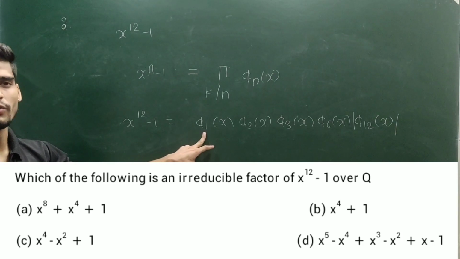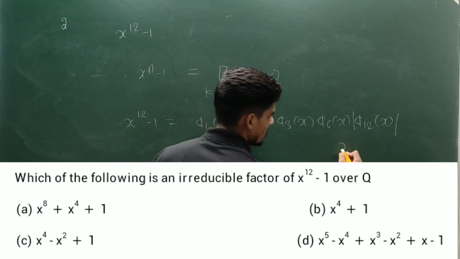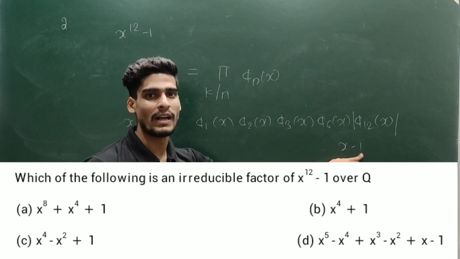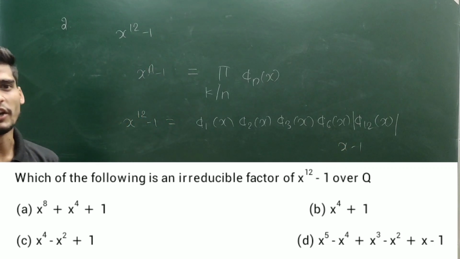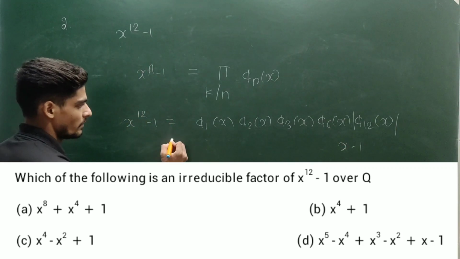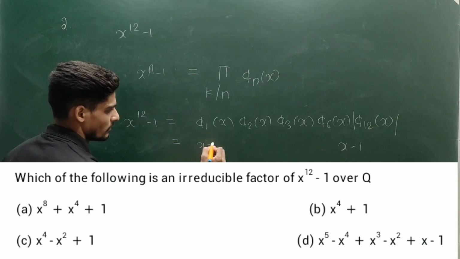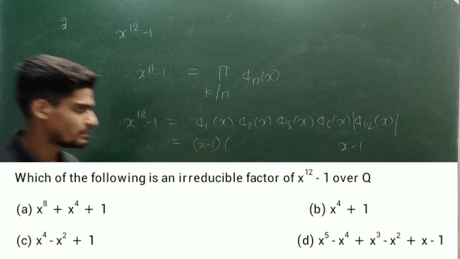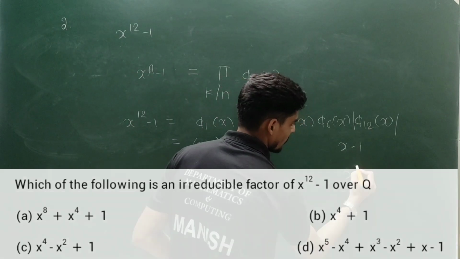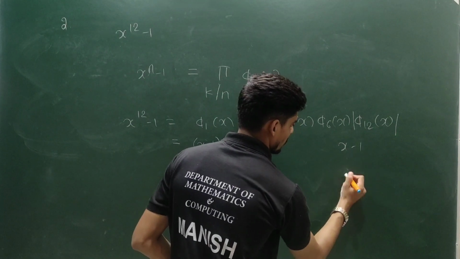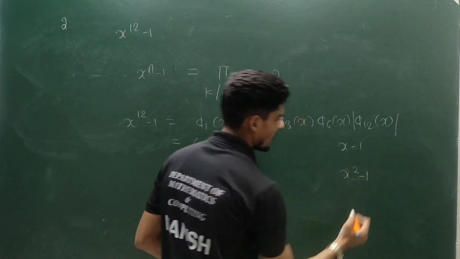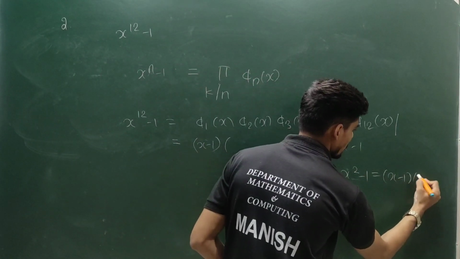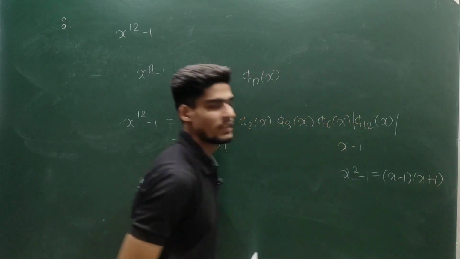Suppose we want to find phi 1(x). Now we have to express x power 1 minus 1. So this is a linear polynomial, and by definition a linear polynomial is irreducible. So this value is going to be x minus 1. Next, phi 2(x), that is, this x square minus 1. So if you expand this, you are going to get x minus 1, x plus 1.